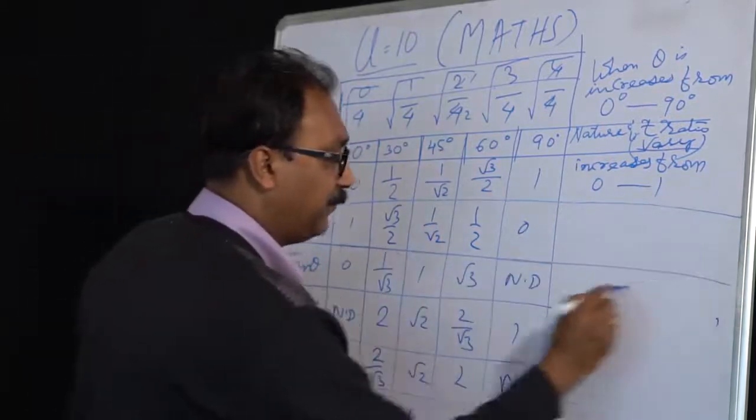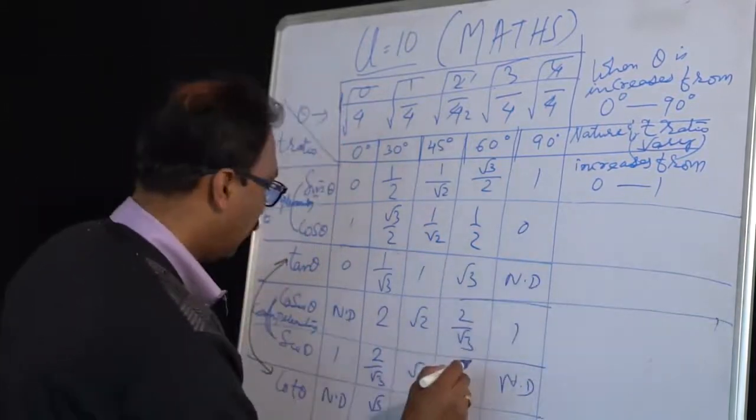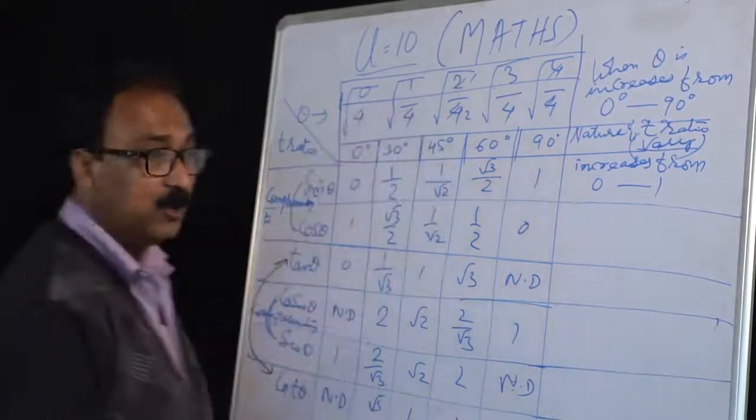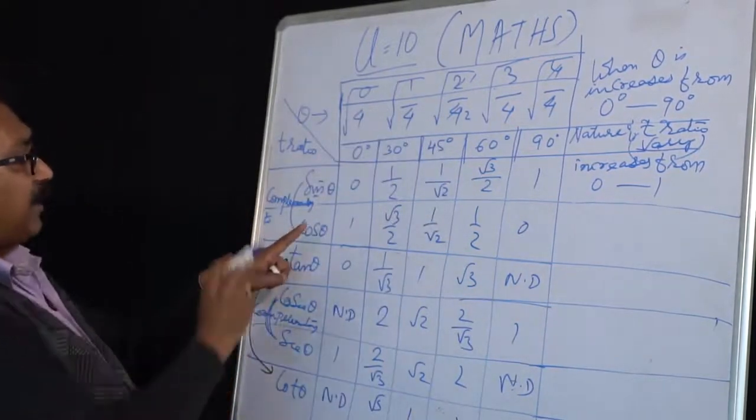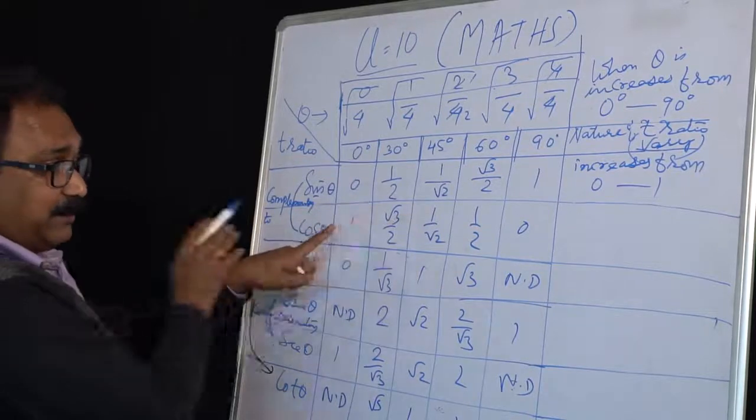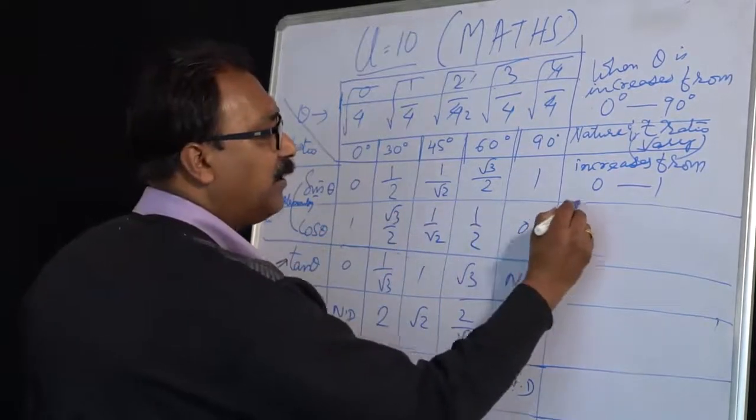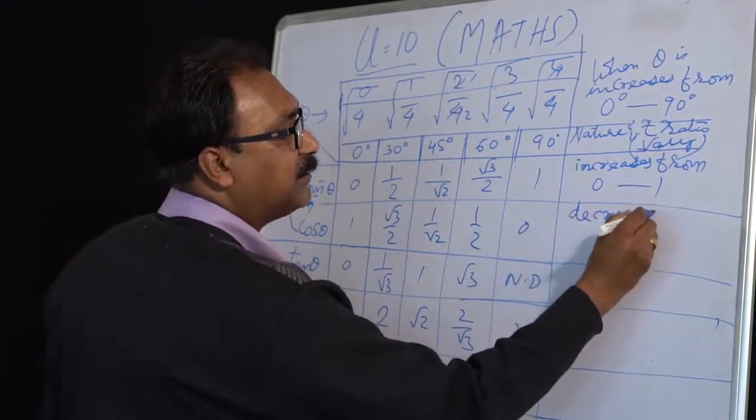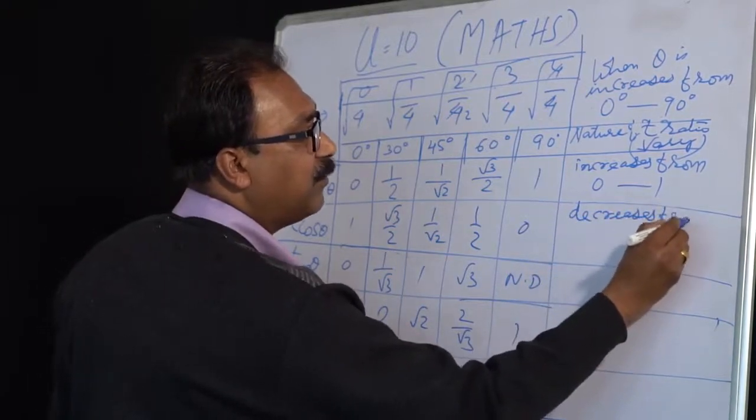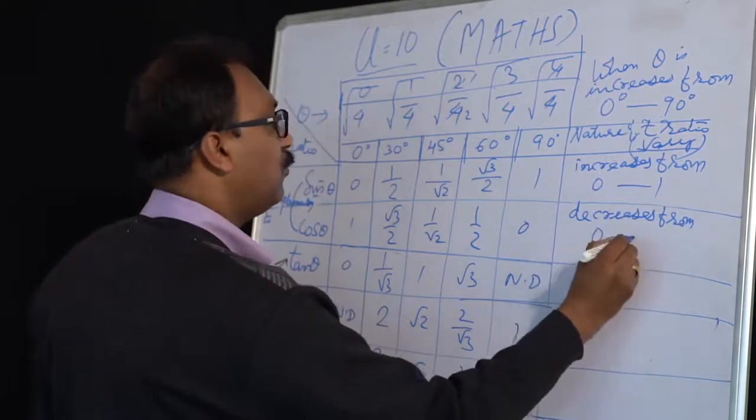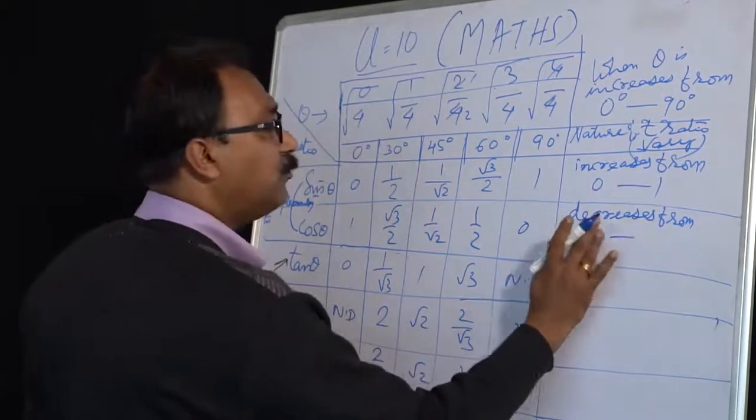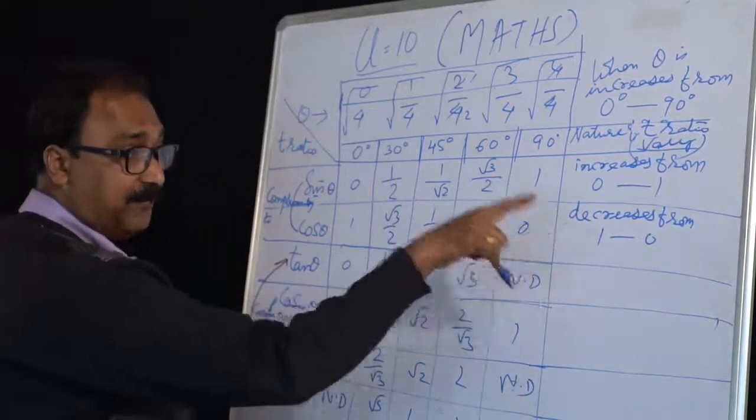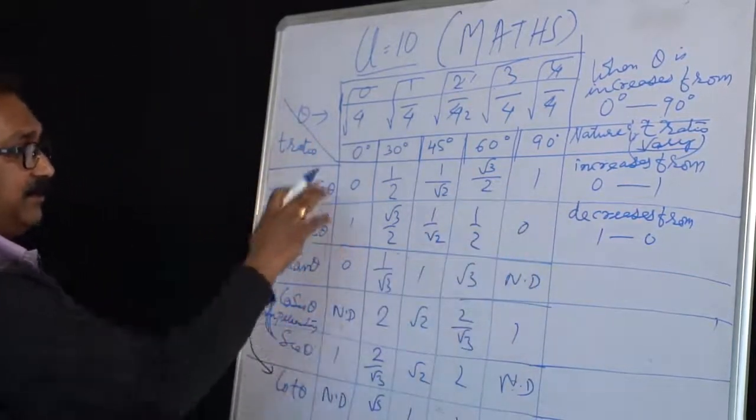Like cos theta, tan theta, cosec theta, sec theta, cot theta. So now look at here, cos theta. They are 1 to 0. That means they decrease. We can say it decreases from 1 to 0. This is not the degree, this is a value, mind it. This is a degree, this is a degree.